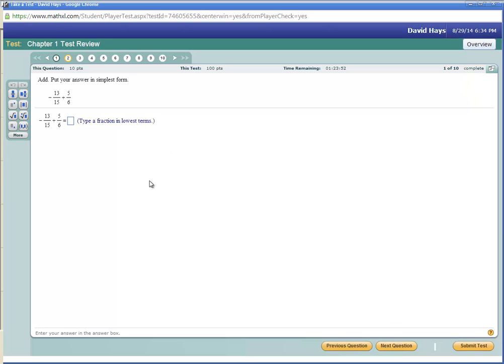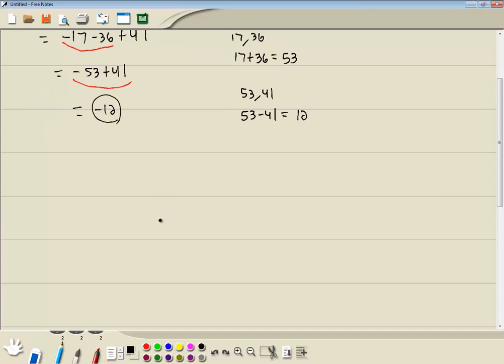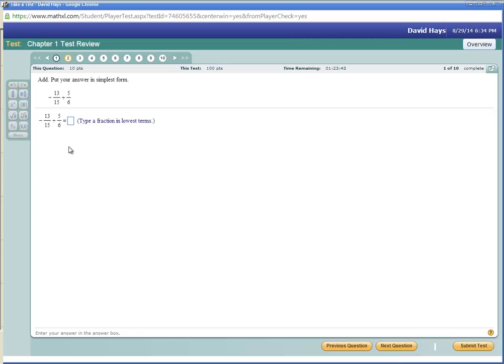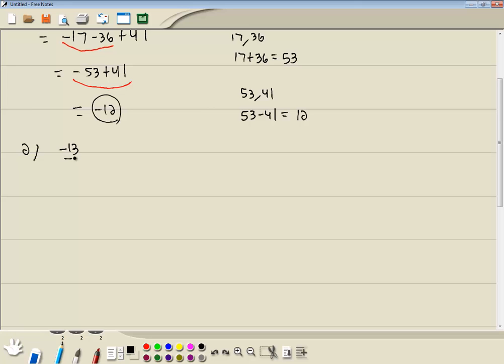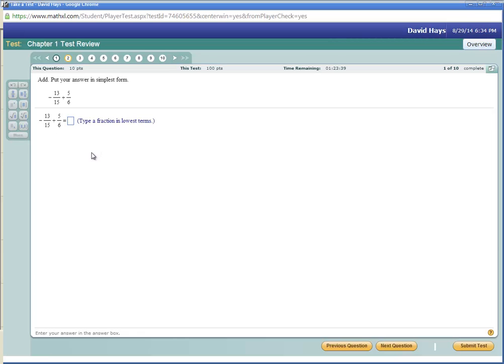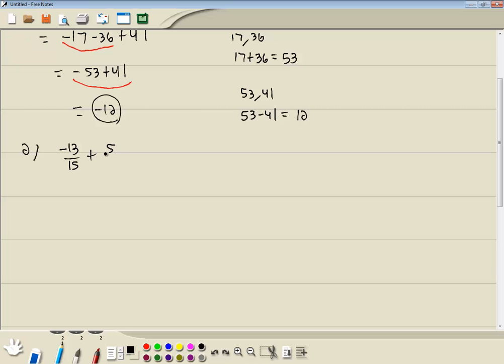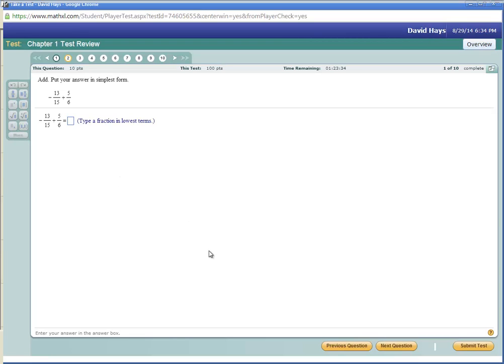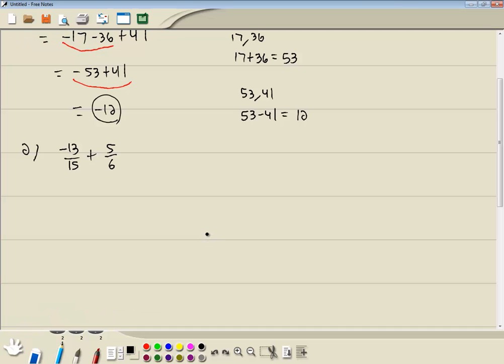Okay. I think that's a plus. I tried to zoom that and I didn't have much luck. So I got negative 13 over 15 plus 5 over 6. And it says add. Oh, it says add. So I guess it is a plus.